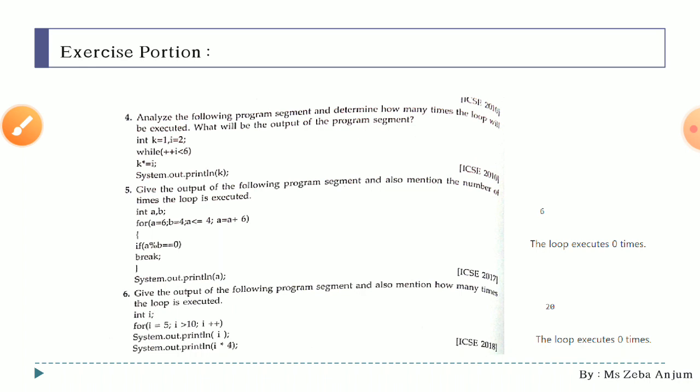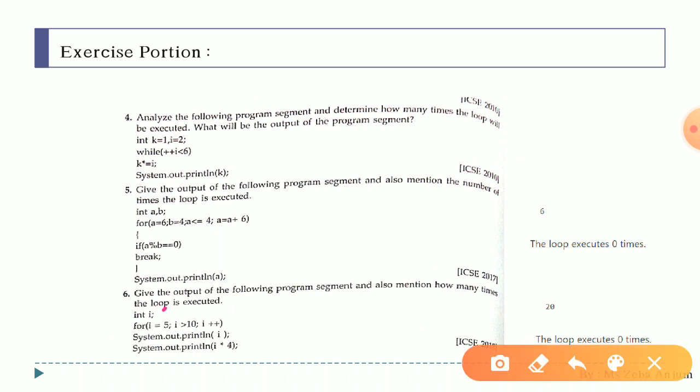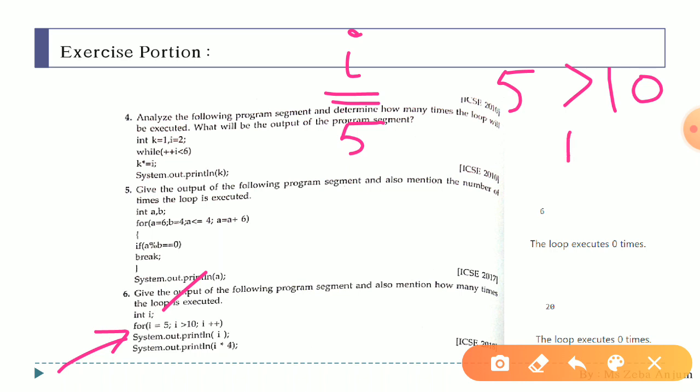Now moving forward with your sixth portion: give the output of the following program segment and also mention how many times the loop is executed. Again the same thing. Over here we have int i equals 5. The value of i is 5 initially. Now we have to check the condition. Over here we do not have any brackets, so only one statement is there in the for loop. Now the condition will be checked: 5 is greater than 10. The condition is false. So not even once this statement is going to be evaluated.